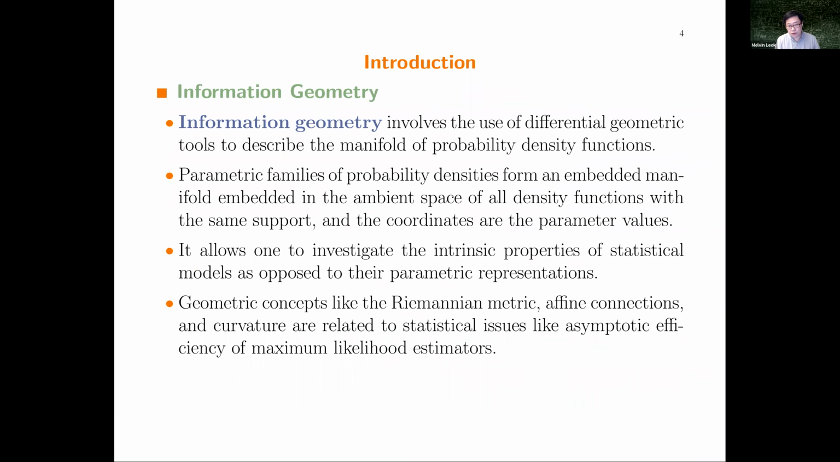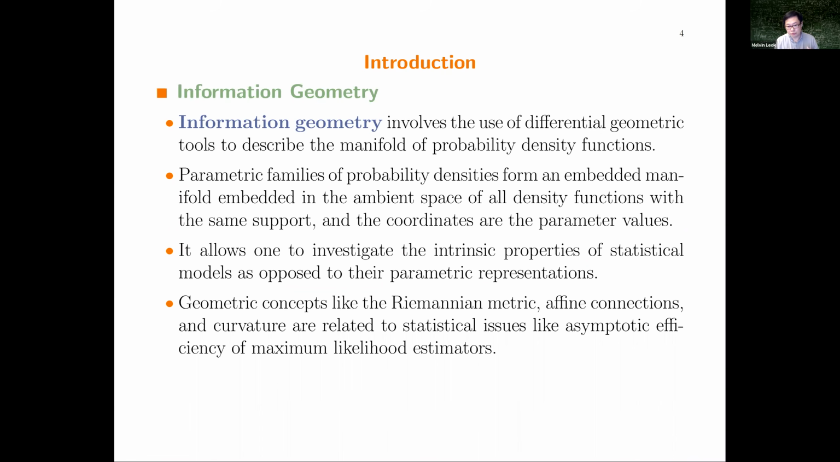And so they form an embedded manifold in the ambient space of all density functions. And you can think of the coordinates on this manifold as being the parameter values of this parametric family. So thinking of these things, I should say that traditionally, when one does a learning task or optimization task, there's a tendency to treat these parametric representations as being the natural representation of the problem.